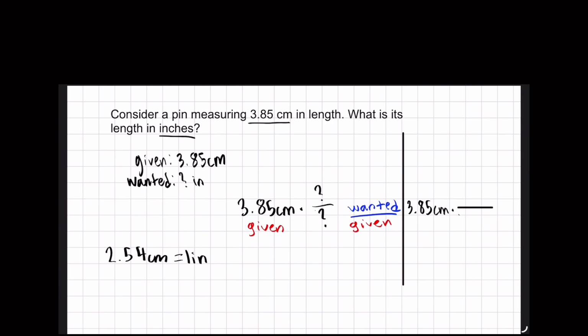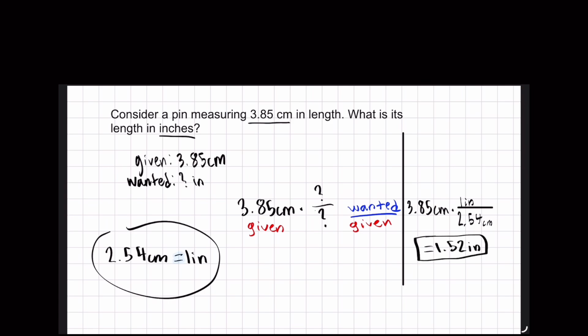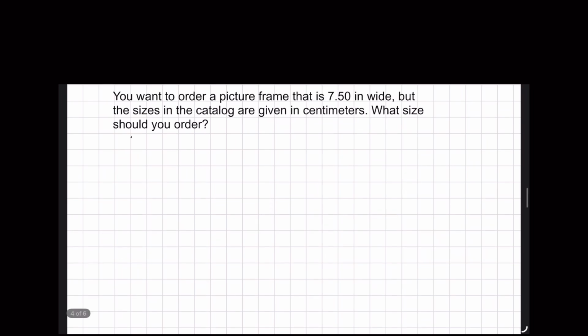Use the fraction that equals 1, which is this one. And if you do this value on your calculator, you should get about 1.52 inches. That's it. And these units cancel. Exact same idea here. I'm given inches, and I want centimeters. So now, we can use our formula.